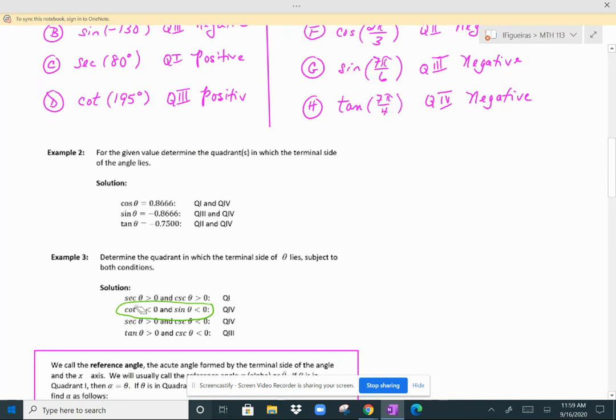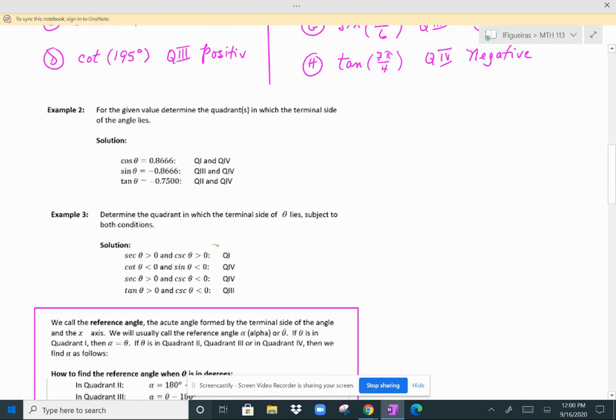Then the next one is where is secant positive and cosecant negative? Well, the only place where secant is positive and cosecant is negative is in quadrant 4. And then finally, where is tangent positive and cosecant negative? That would be quadrant 3. So remember, tangent is only positive in quadrants 1 and 3, but cosecant is also positive in quadrant 1, but cosecant is negative in quadrant 3. So you want to find where both conditions are true, and there would only be one answer for that.